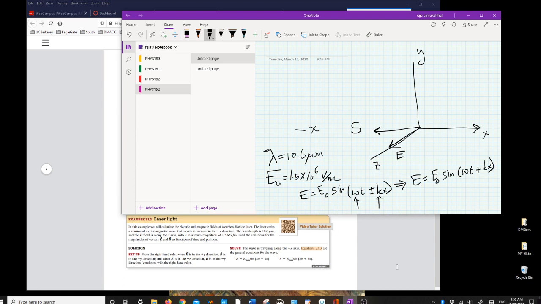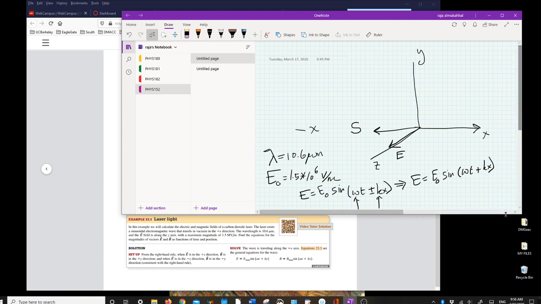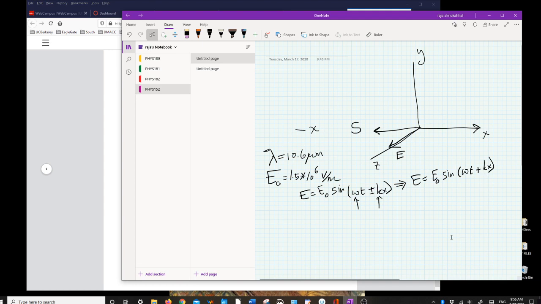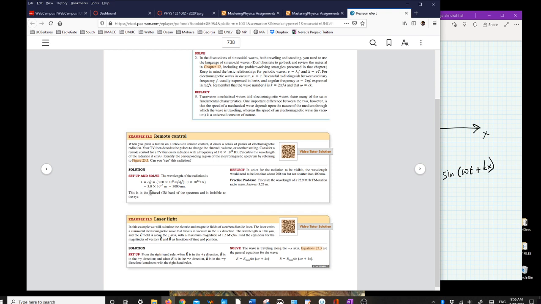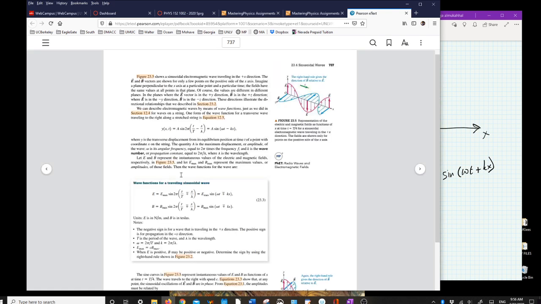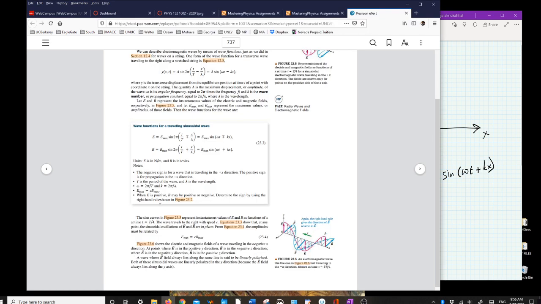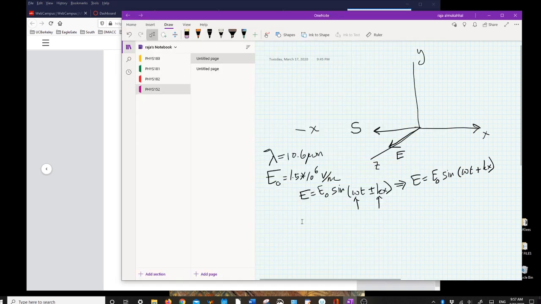Let me expand this if I can. Okay, back to the book. If I go back to the previous page, look at this. Remember, like I said, we want to find omega and k. Once we get that, we're done with the problem. So omega is 2 pi over tau, and k is 2 pi over lambda. So let me find k first.